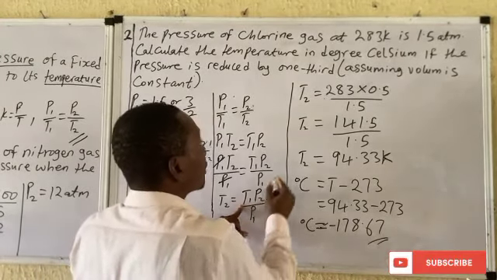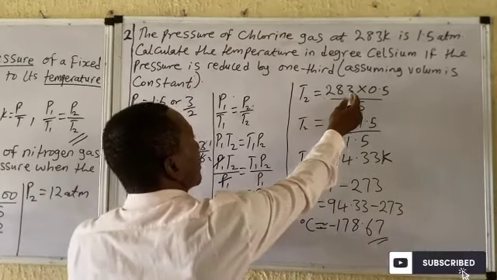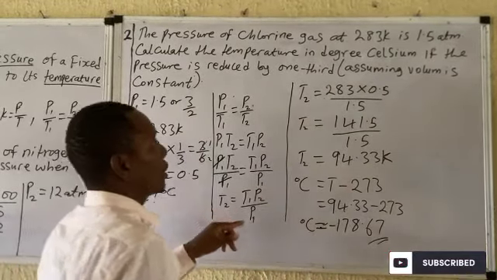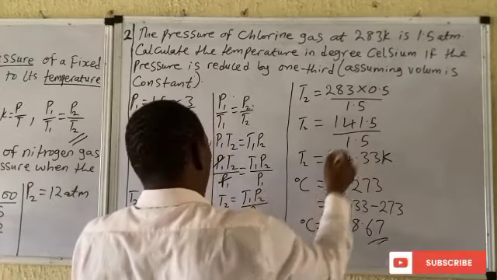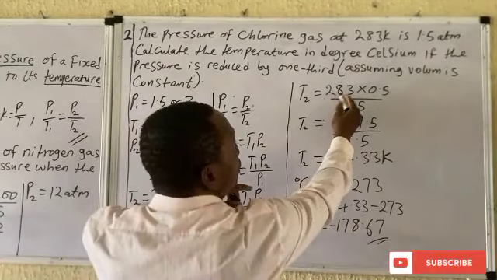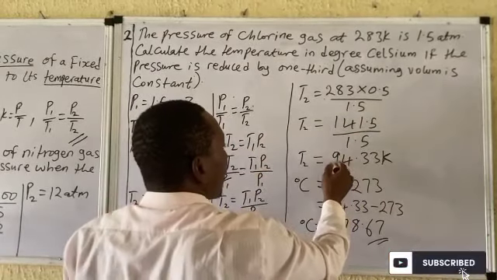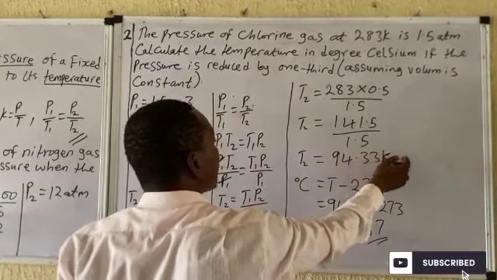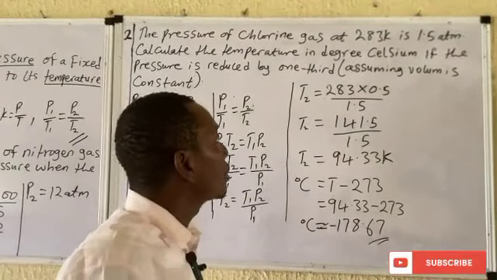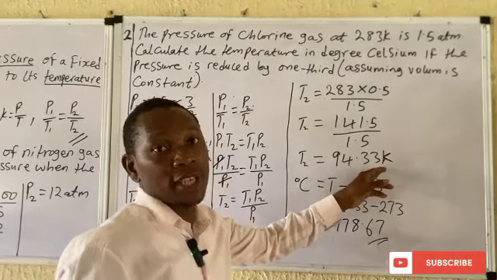So what is T1? T1 is, we have it here, 283 times, what is P2? P2 is 0.5, all over, what is P1? P1 is 1.5, all over 1.5. So if you carry out the division, you have 94.333 Kelvin. Remember, you are asked to calculate the temperature in degrees Celsius, not Kelvin. So the answer you got here is in Kelvin.